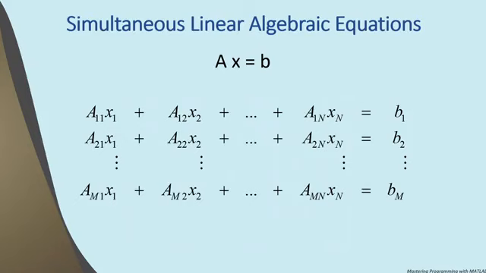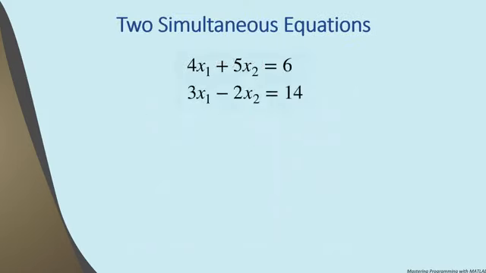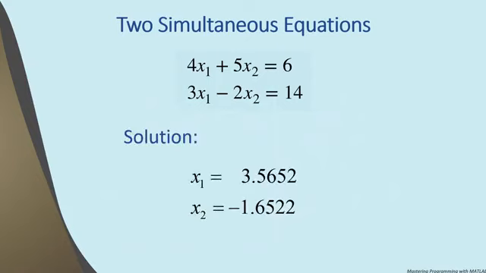But let's look at a simple example with just 2 equations. Here we have 2 simultaneous linear equations and 2 unknowns, x1 and x2. And as I said, we can solve these equations by hand. And here's the answer. x1 equals 3.5652 and x2 equals minus 1.6522. Now let's solve the same 2 equations with MATLAB.